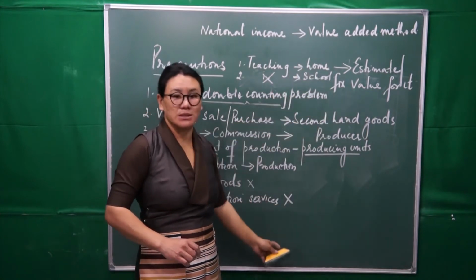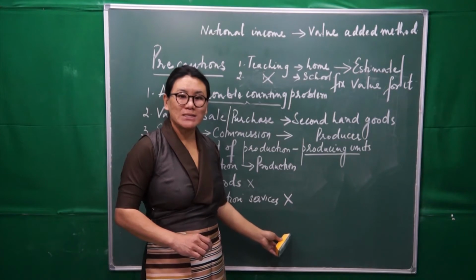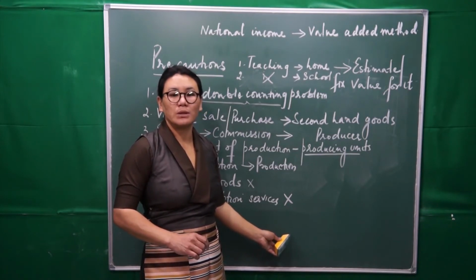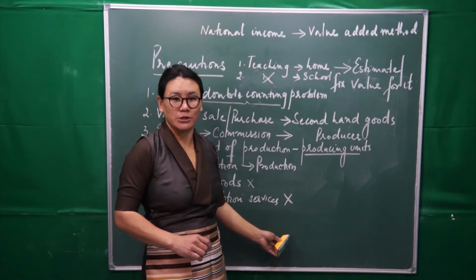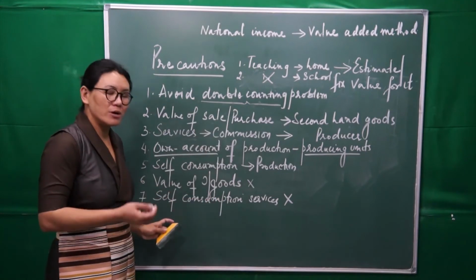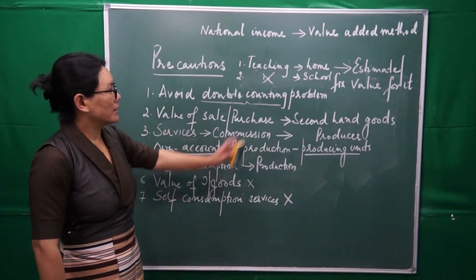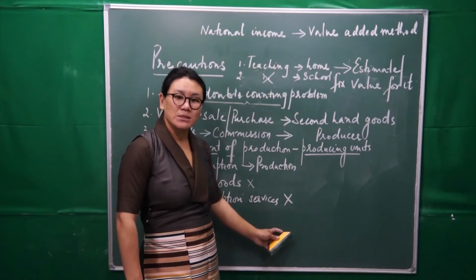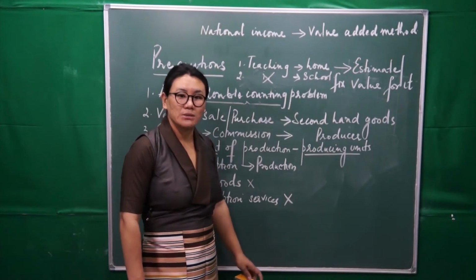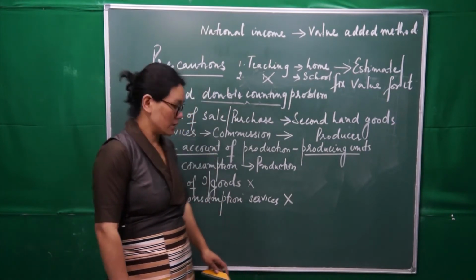Another example in this: housewives providing services at home. There is no market value for it, right? So such services are meant for self-consumption purpose, and these services have no market value. So they are not included in this value added method. Okay?